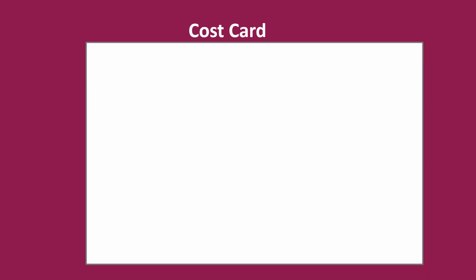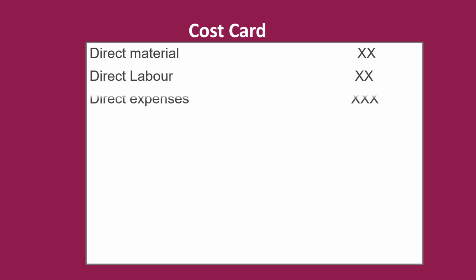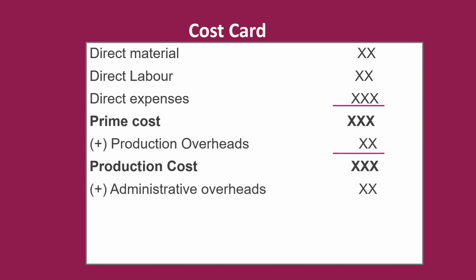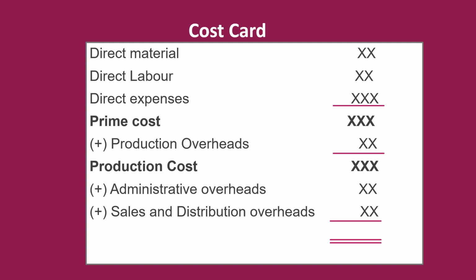Now this cost card will give you a better understanding of how costs are classified and impact the production cost. Firstly, we take the direct material, direct labor, and direct expenses. These three are categorized into prime cost. Then to the prime cost, we add the production overheads, and we get the production cost. Then to the production cost, we add the administrative overheads as well as sales and distribution overheads. Then we get the total cost.